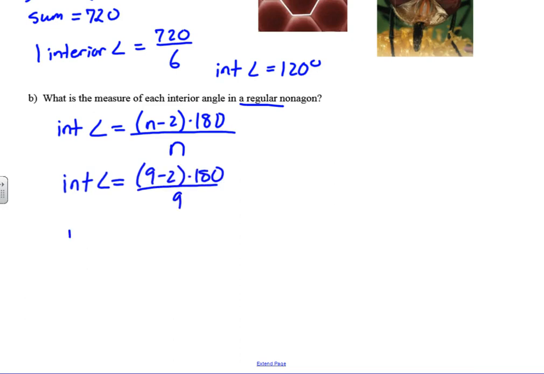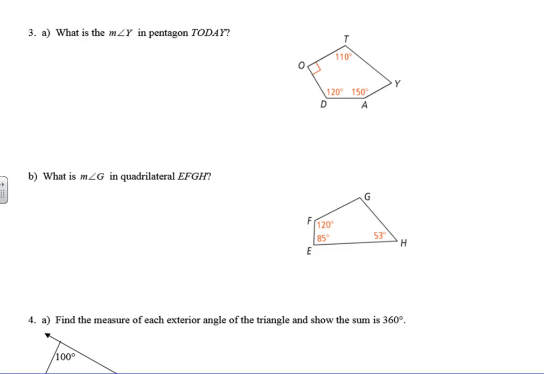If you want to find one angle, divide the sum by the number of sides in a regular polygon. Okay, so we get 1260 divided by 9, which is 140. What you're going to notice is, as the number of sides goes up, the interior angles increase. So in the last one, it was 120 degrees. Here it's 140 degrees, okay? And that will continue to go up.